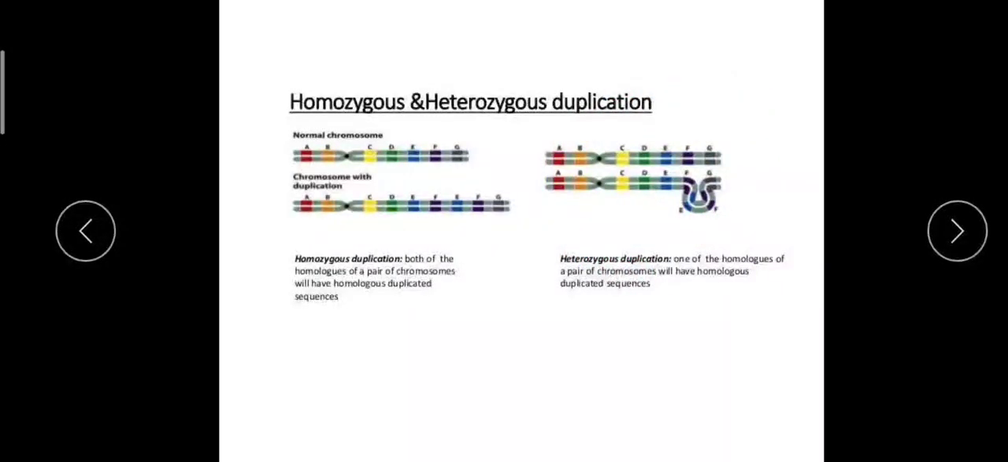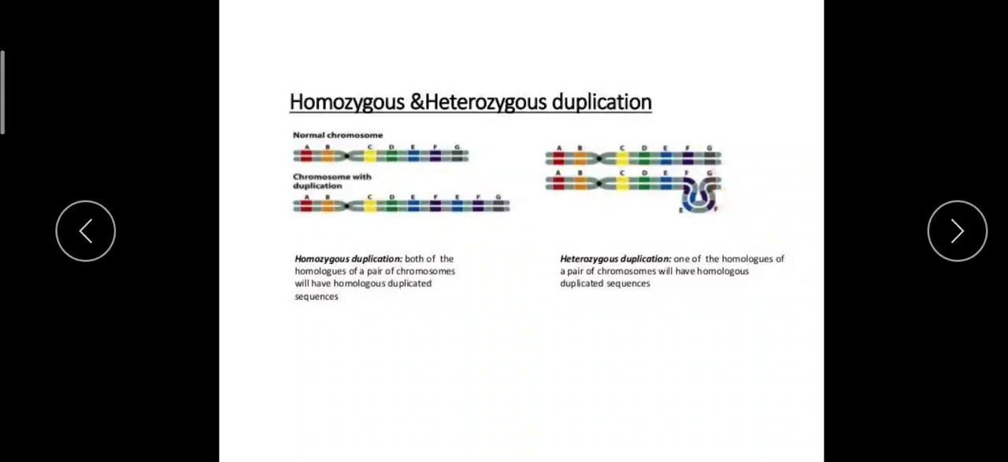So in heterozygous duplication, the duplicated region will not have a corresponding region in the normal homologue to pair with. This is because it is an extra region, right? This extra region will not have a region in the other chromosome to pair with. So what happens is that this extra region loops out like this. This type of looping is found in heterozygous duplication during synapsis. So that is one thing.